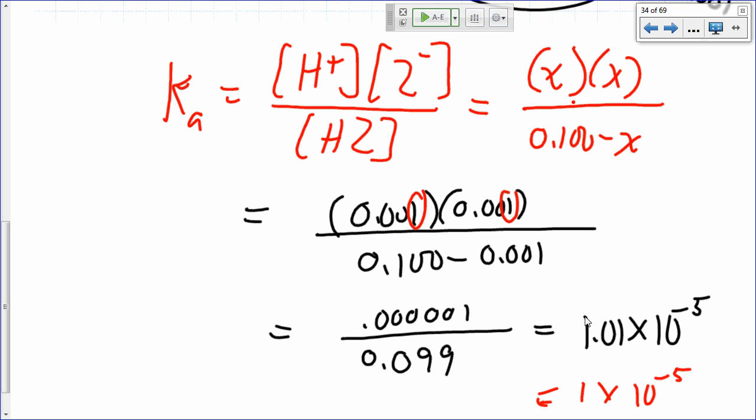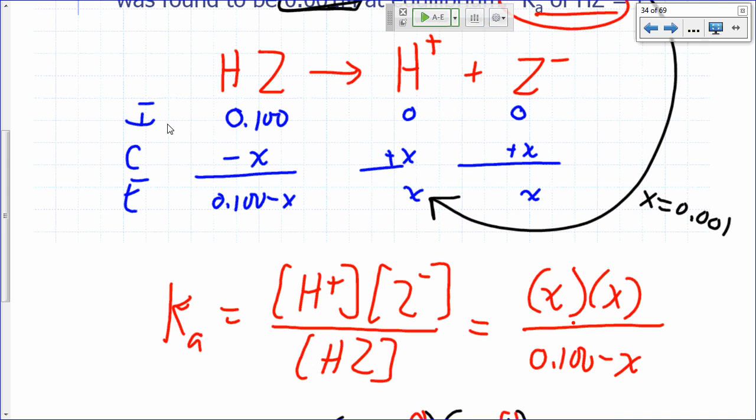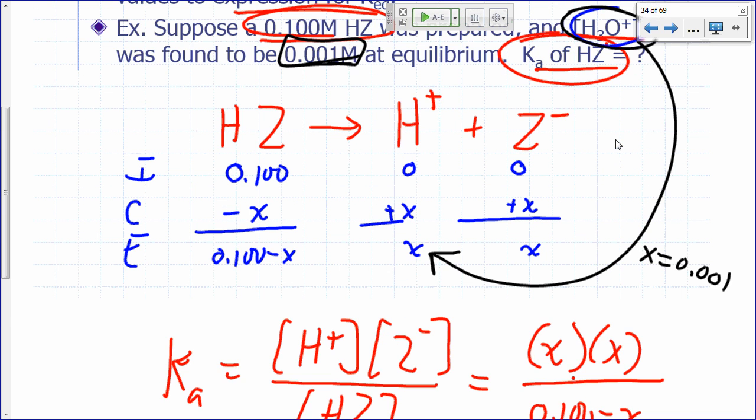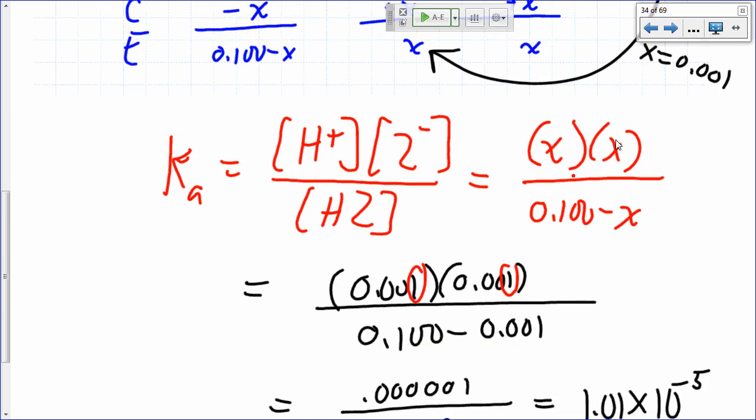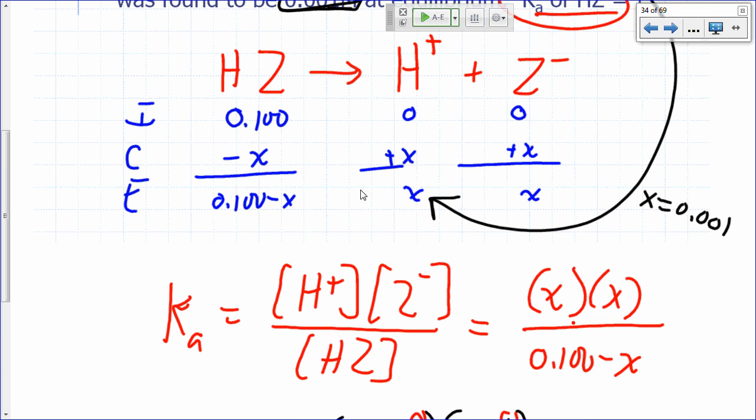Okay? That's your Ka. So you can just use your stoichiometry. You set up an ice table, figure out the final concentration. If you know one of these final concentrations, you can figure out the others. So what's the final concentration of H plus? It's X, right? Z minus is X. HZ is 0.1 minus X.